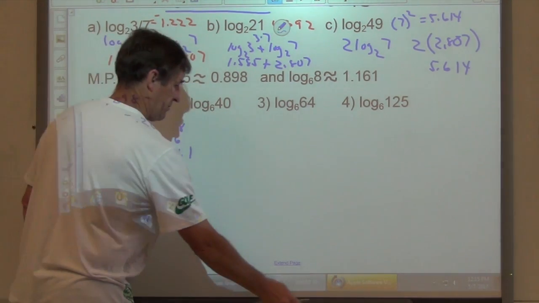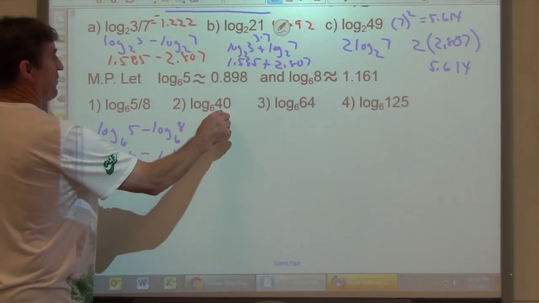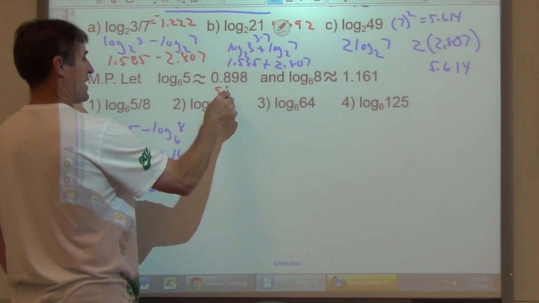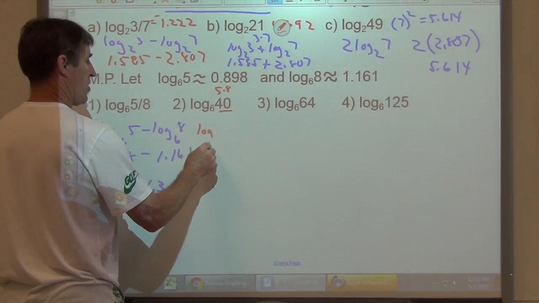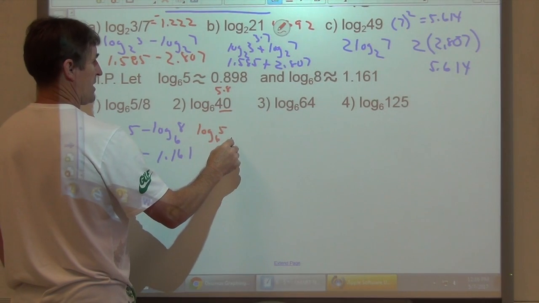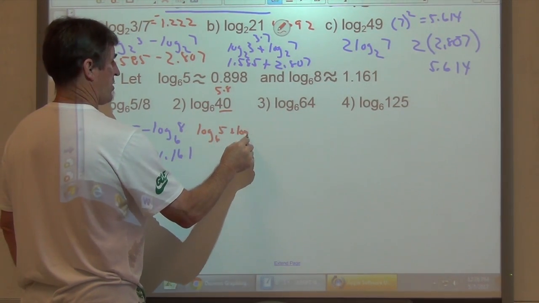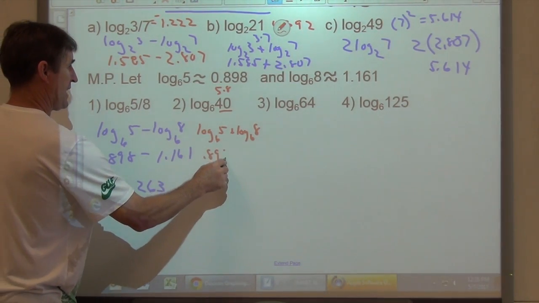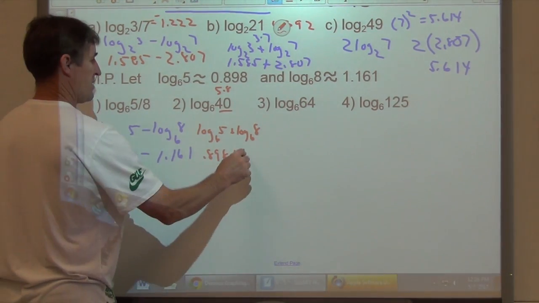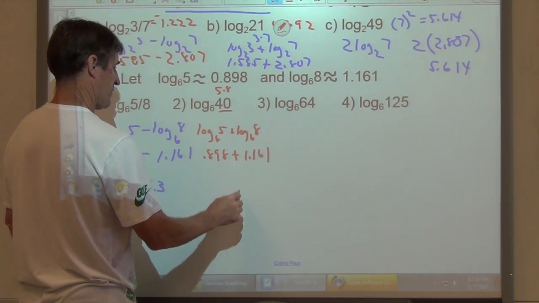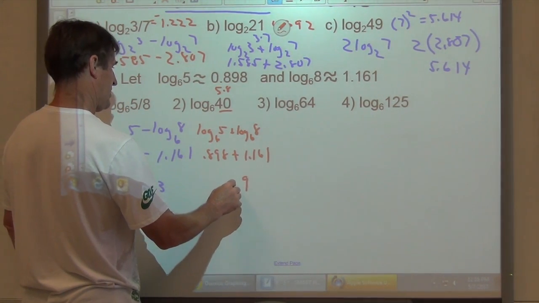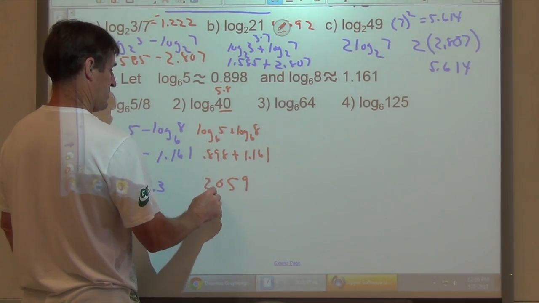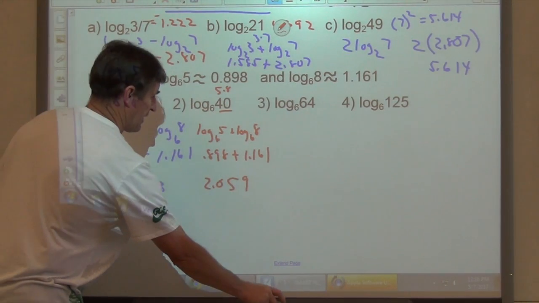If we do the second one, so this 40 you should have broken into something that gives you 5 and 8, so I can break that into 5 times 8. And so this becomes log 6 of 5 plus log 6 of 8. And so now it's 0.898 plus 1.161. Which is 2.059.